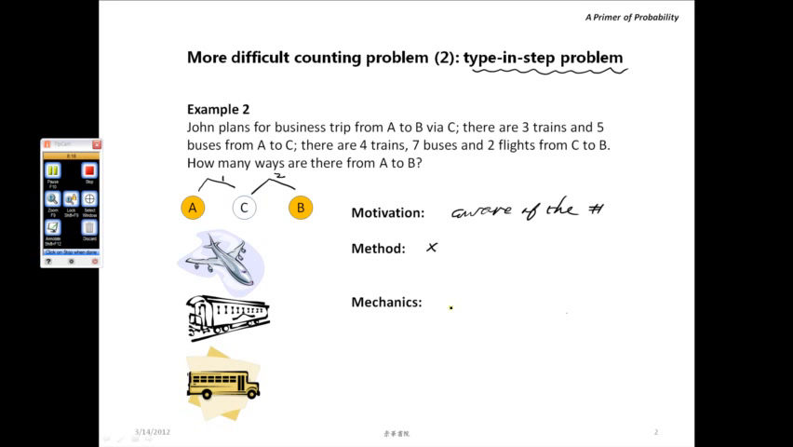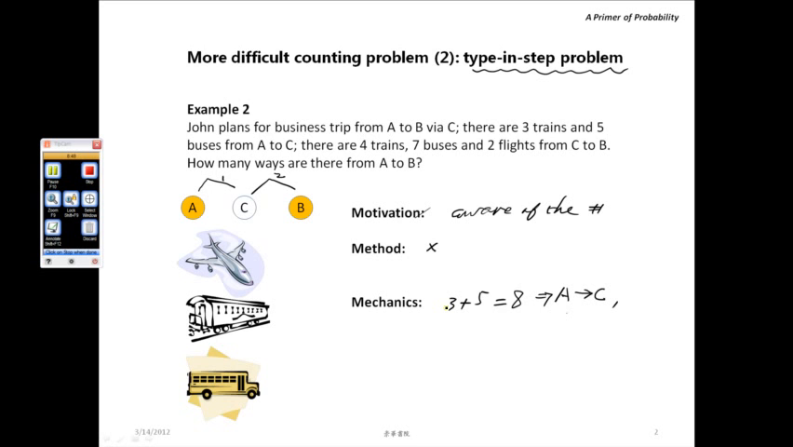Obviously, the type in step problems can be calculated by addition rule first and multiplication rule second. So for step 1, together there are 3 plus 5 equals 18 different ways from A to C.